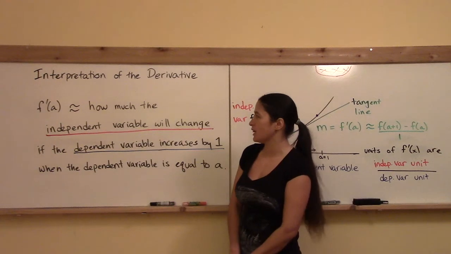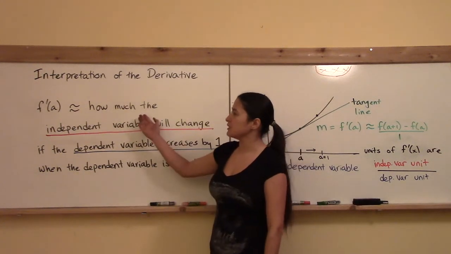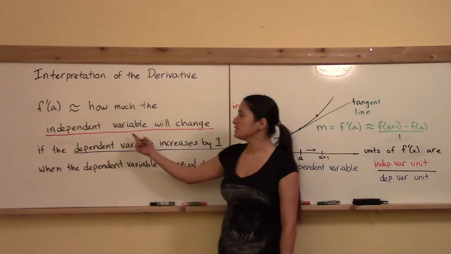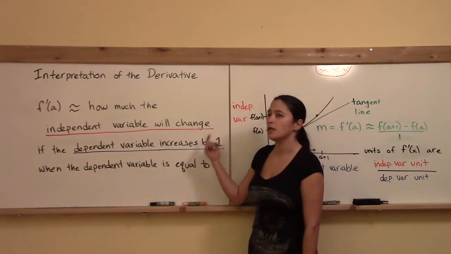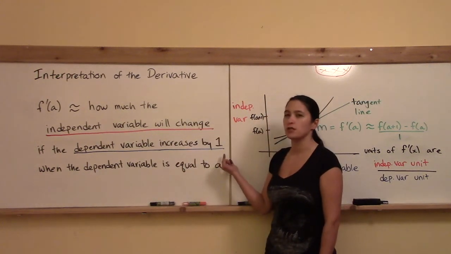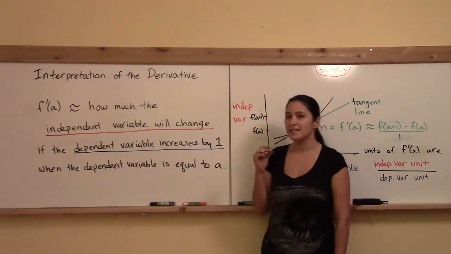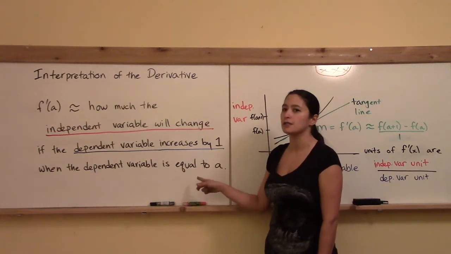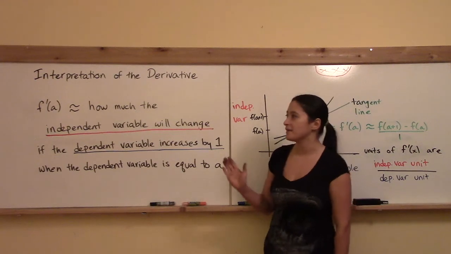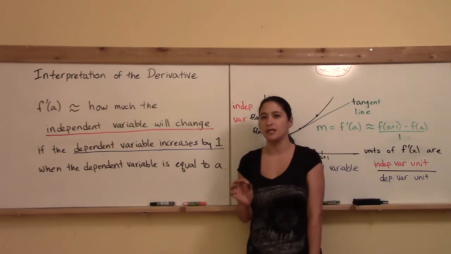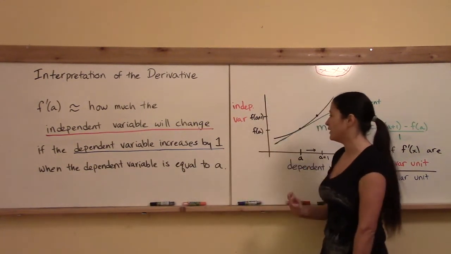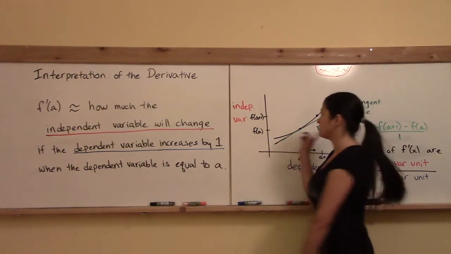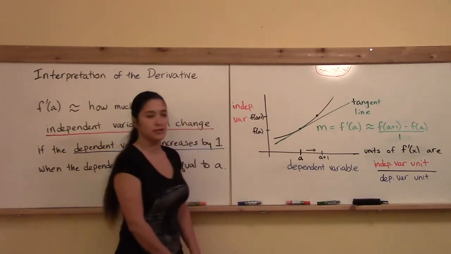the point x equals a, is approximately equal to how much the independent variable will change if the dependent variable increases by 1, and that's at the instantaneous moment when the dependent variable is currently equal to a. Keep in mind that this is an instantaneous rate of change, so it's right at the point where x equals a. Okay, so on this board I've drawn a little picture of this.